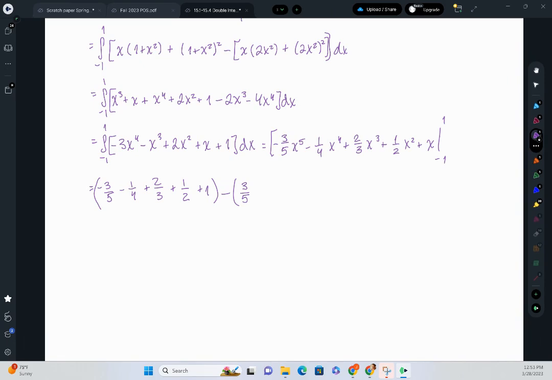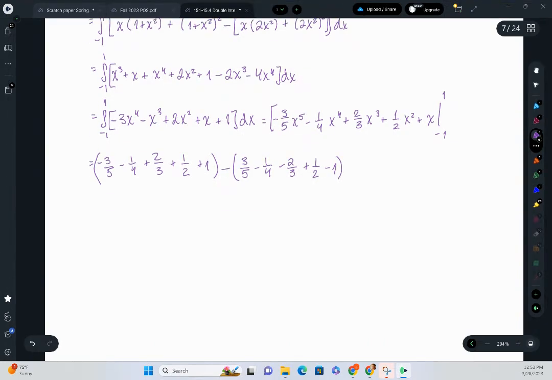The minus 1/4 x to the 4th, I'm not going to be changing my sign because of the 4th power, so this is just minus 1/4. The x cubed, the negative will be a negative, so I get minus 2/3. X squared, the negative goes away, plus 1/2. And the x, the negative stays.